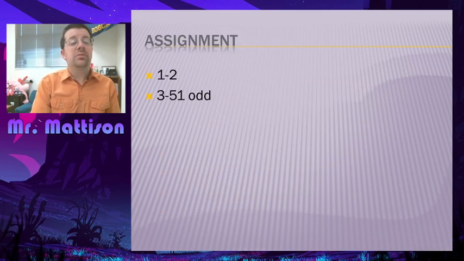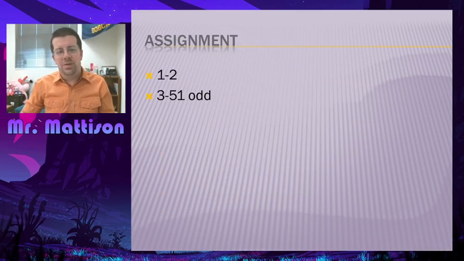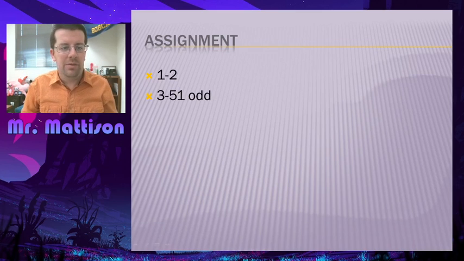Okay, so with that, here is 4.2. We're going to be doing 1 through 2, and then 3 through 51 is just the odds. I know that seems like a lot of problems, but in this probability material, it's a lot of really short, relatively easy questions for us to be answering. So talk to you guys next time.